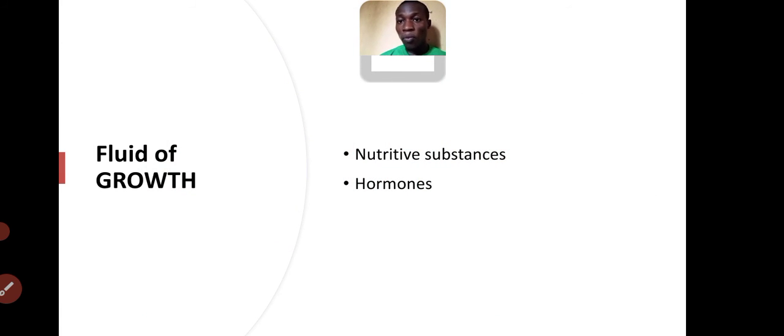Fluid of growth. Why is our blood considered the fluid of growth? Our blood is considered the fluid of growth because it transports nutritive substances, and it also transports hormones. Our body carries on metabolism, or metabolic processes. Those metabolic processes depend on nutrients, on enzyme activation, and on hormones.